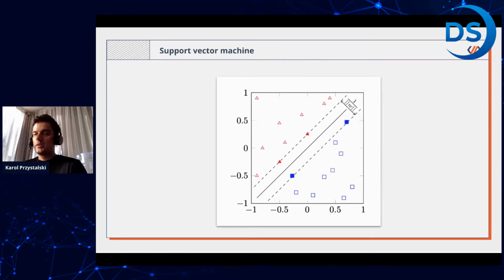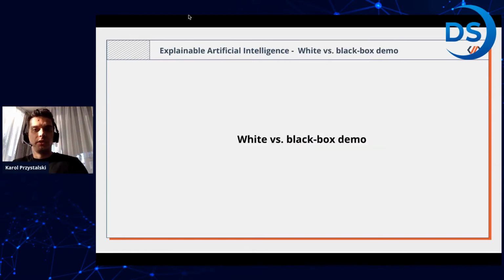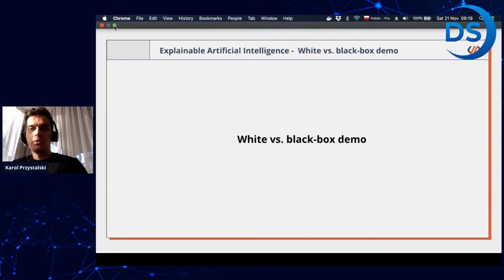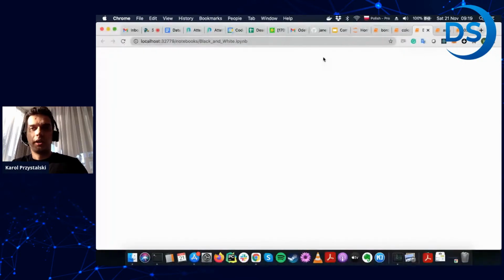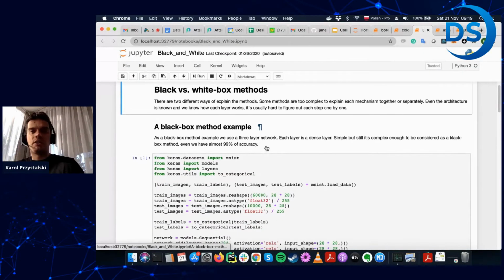Even if it's a bit complex because we have the Lagrangian multipliers in the back, still, at the end it's a linear form that is quite easy to explain. So just to show you the differences here, let me show you the difference between black box and white box methods. Here we go. I hope you can see my screen now.